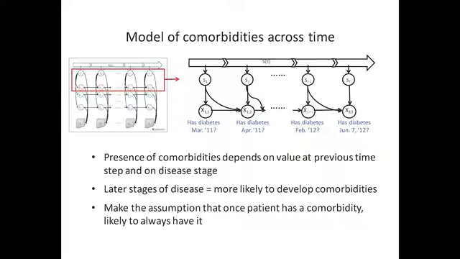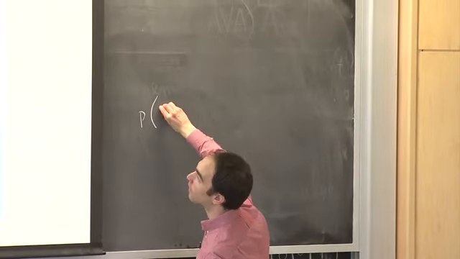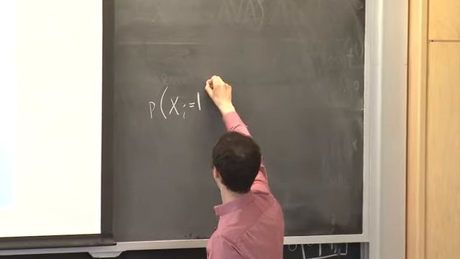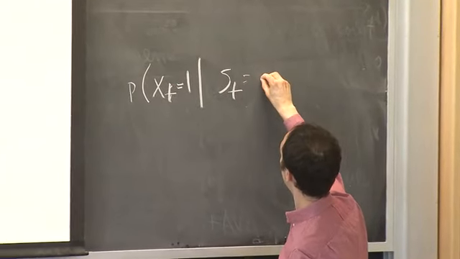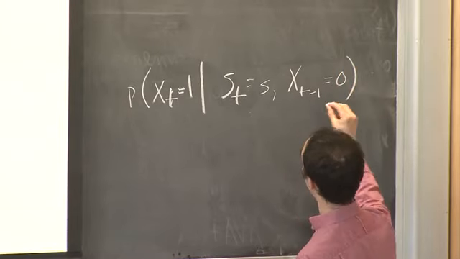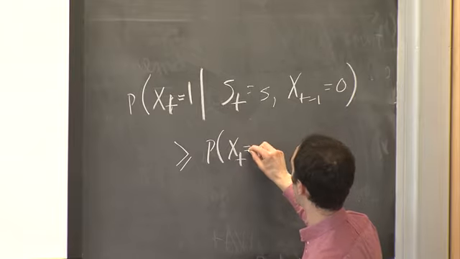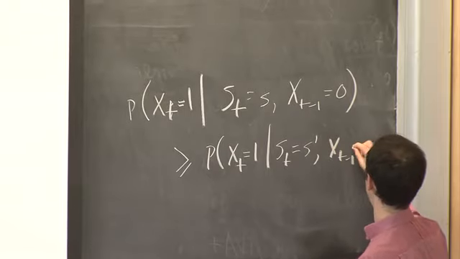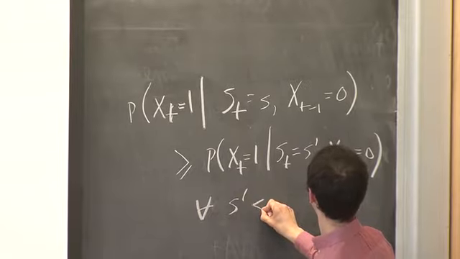So in particular, one can formalize that mathematically as probability of xi being 1 given st equals little s, comma xt minus 1 equals 0, I'm going to suppose that this is larger than or equal to probability of xt equals 1 given st equals s prime and xt minus 1 equals 0 for all s prime less than s.